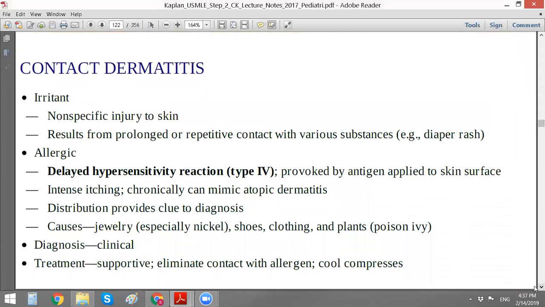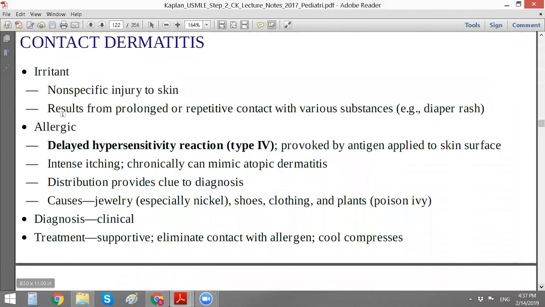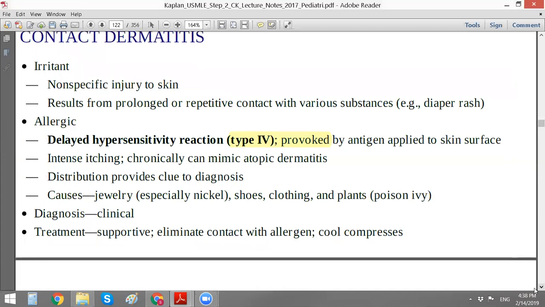Contact dermatitis. This is just something coming in contact and causing that reaction. It's a type 4 hypersensitivity reaction. Causes include jewelry, clothing, and poison ivy. Diagnosis is clinical, and treatment is supportive: eliminate the contact and that will be good.